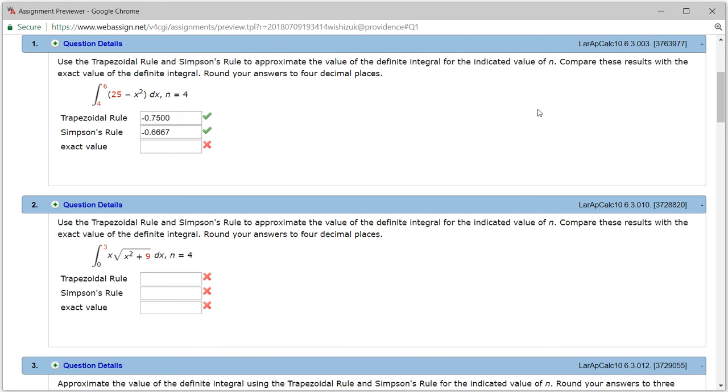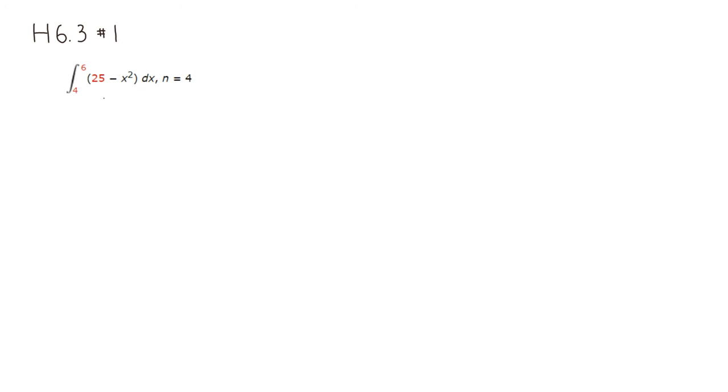Now let's find the exact value. We have to do it by hand, so we're not going to use n equals 4. The antiderivative of 25 is 25x, and the antiderivative of x squared is x cubed over 3, going from 4 to 6. If you plug in 6, 6 times 25 is 150, minus 6 cubed, which is 216, over 3.